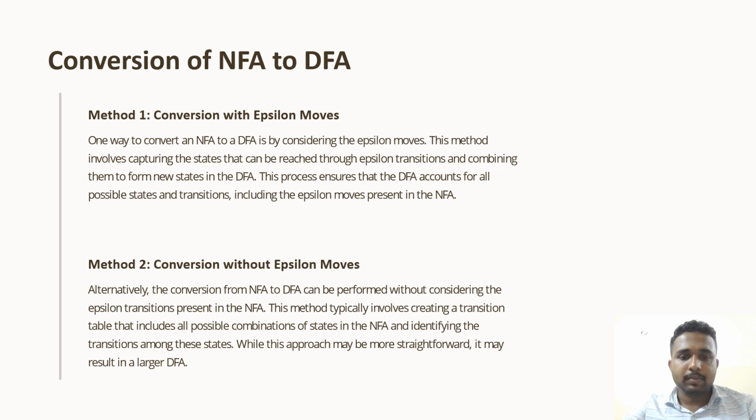Method 2: Conversion without epsilon moves. Alternatively, the conversion from NFA to DFA can be performed without considering the epsilon transitions present in the NFA. This method typically involves creating a transition table that includes all possible combinations of states of the NFA and identifying the transitions among these states. While this approach may be more straightforward, it may result in a large DFA.